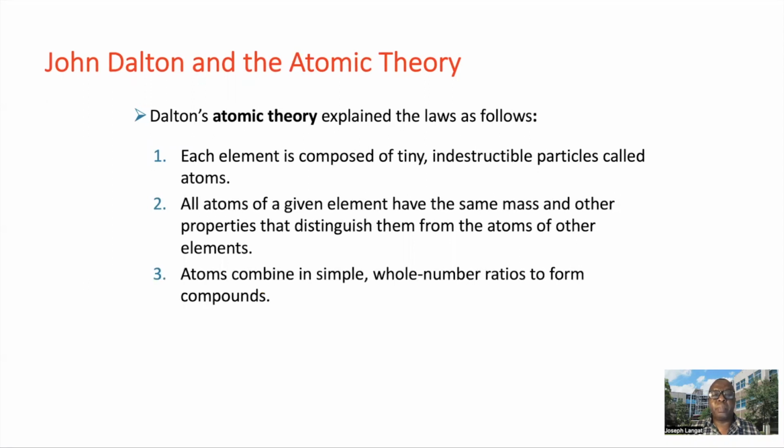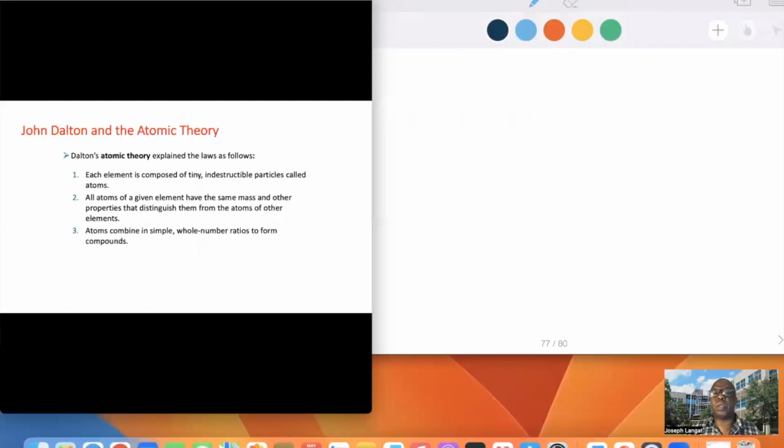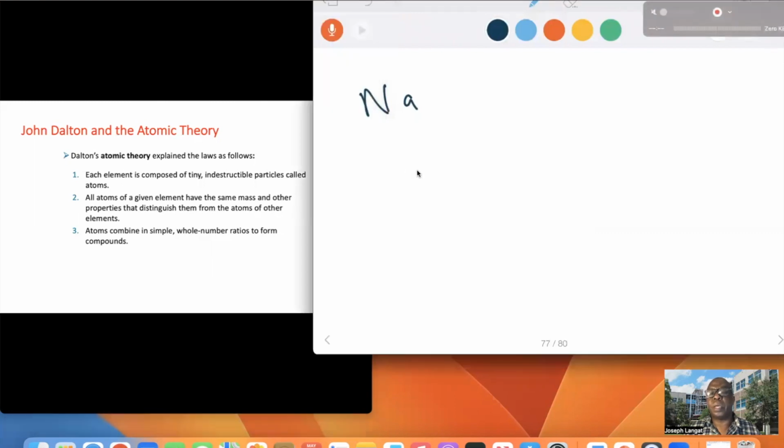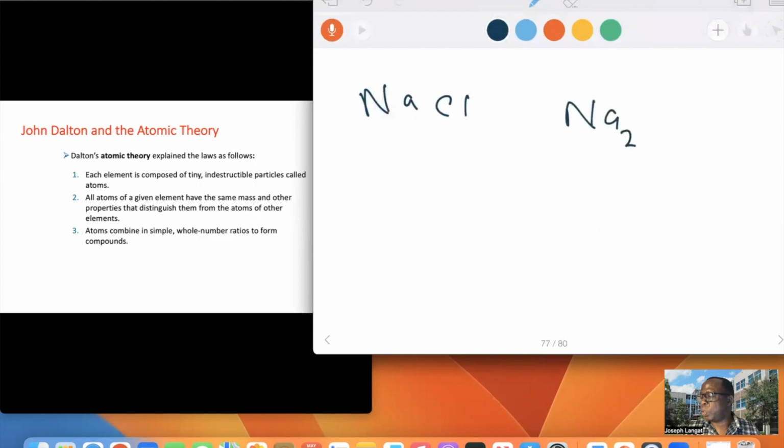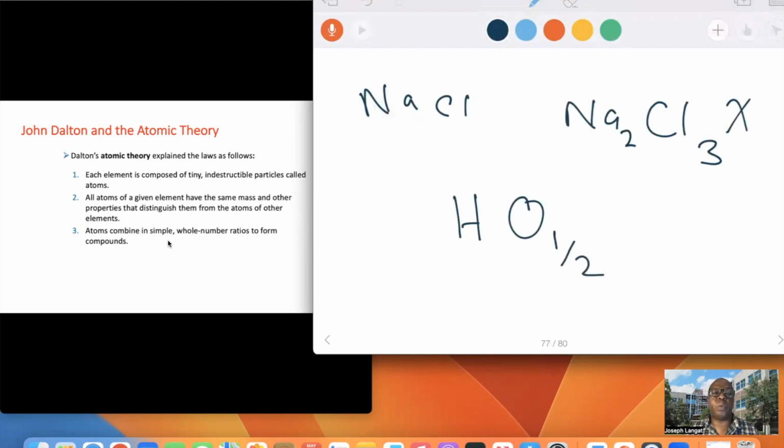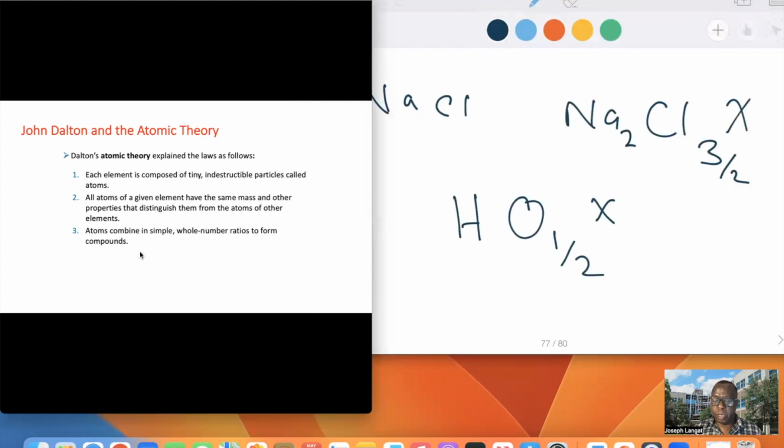Atoms combine in simple whole number ratios to form compounds. This is true because if you think about sodium chloride, NaCl, there is no way you see Na2Cl3, for example. This will not exist. They combine in simple whole number ratios, and H2O having a ratio of 1 to 0.5 will not exist. When we have fractions like that, they must have a whole number ratio.